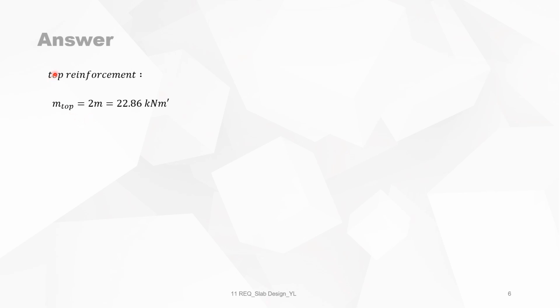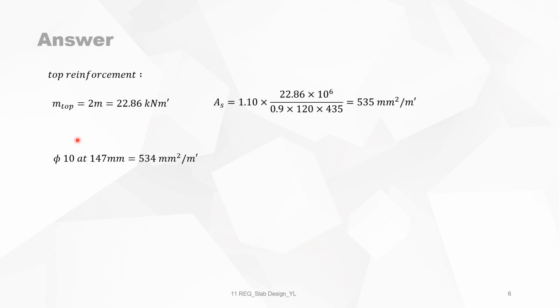Top reinforcement, we know that the bending moment at the top of the slab at the supports is 2m, so that's 22.86 kilonewton meter per meter. The reinforcement needed is again the bending moment divided by the lever arm and the yield strength of the steel, augmented by 10%, gives you 535 square millimeters per meter. You can convert it into a diameter 10 every 147 millimeters and that gives you 534, which is okay. The diameter 10 every 143 millimeters is 549 square millimeters per meter.